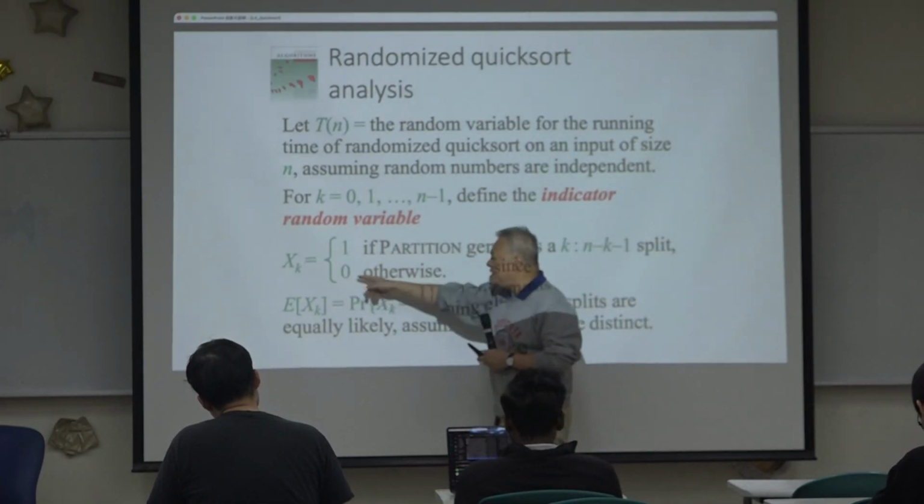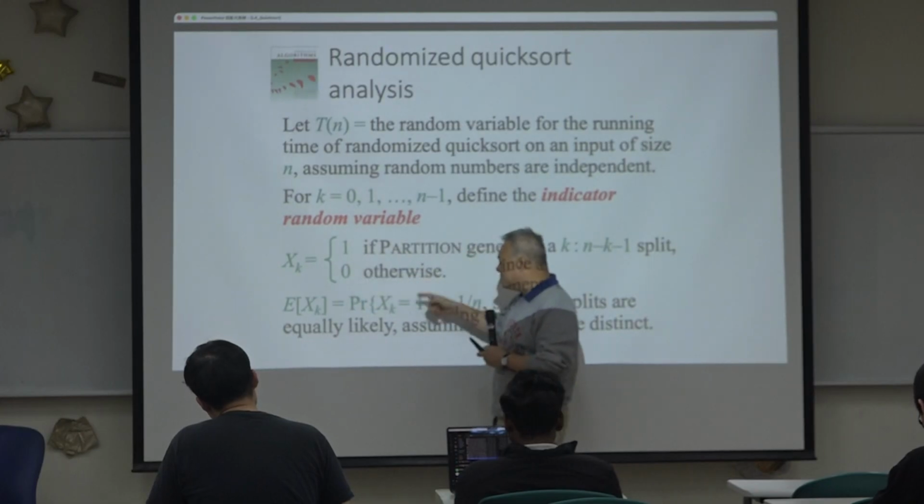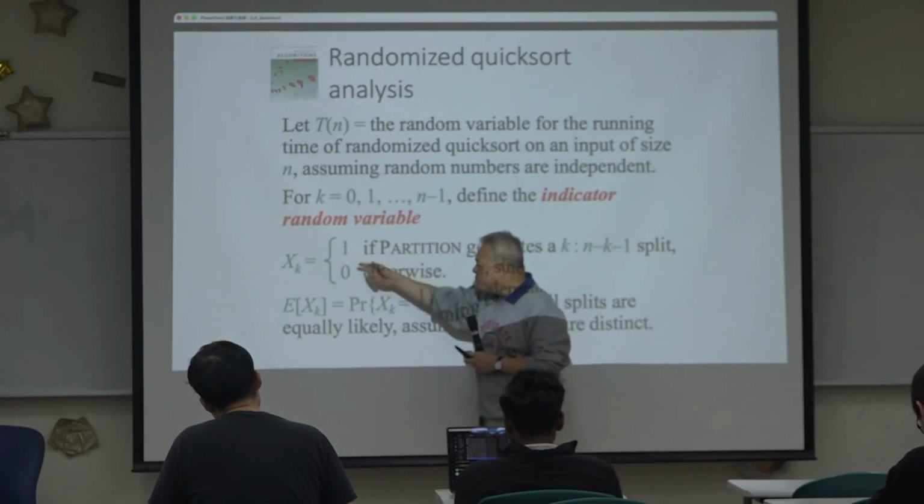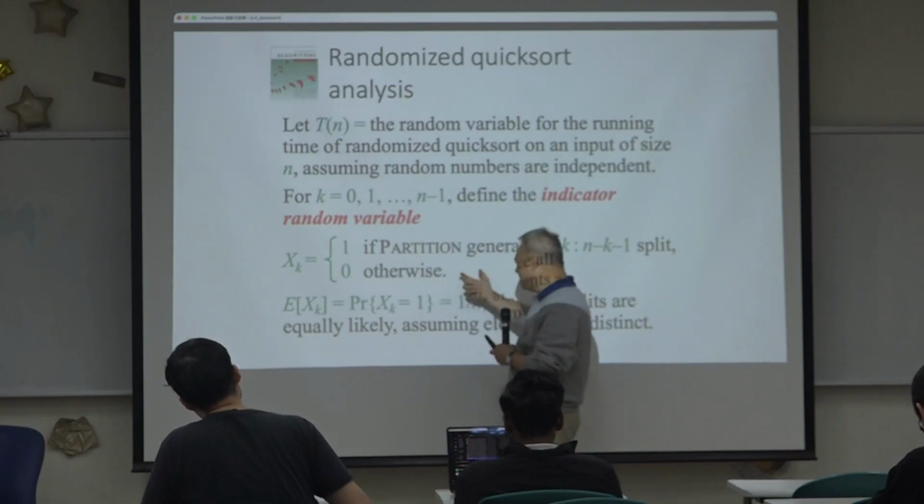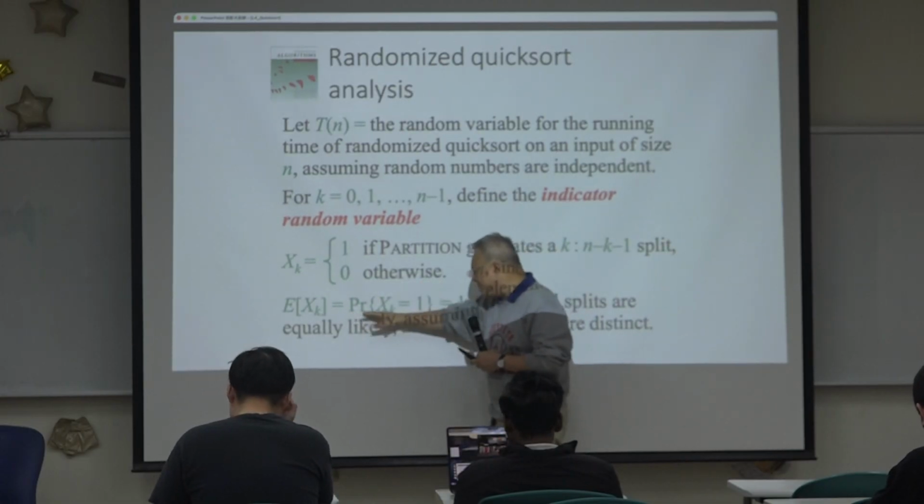if it's not, it's 0. So it's the probability of this case times 1 plus the probability of not this case times 0. So obviously it's this one.